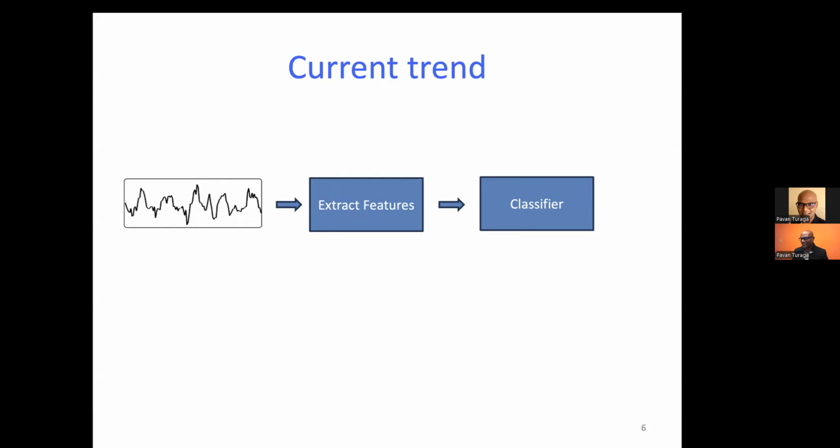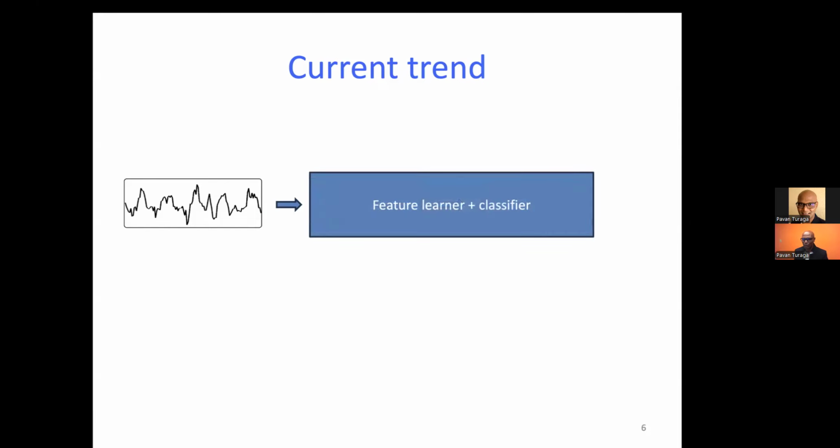So this notion of extracting features and then plugging the features into a classifier has been kind of superseded by this joint approach, which I'm writing as a feature learner plus a classifier. What do you mean by a feature learner plus a classifier? So this combination of the two is really what people mean when they say deep learning or a deep neural network. What does that mean?